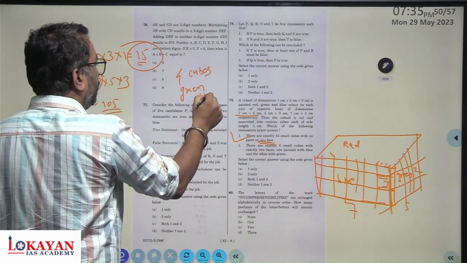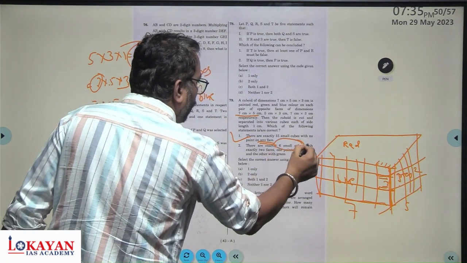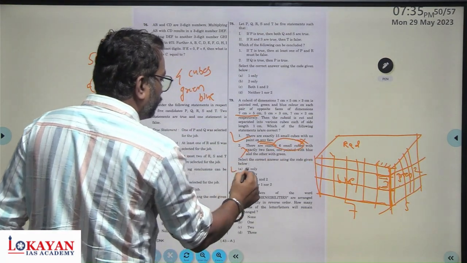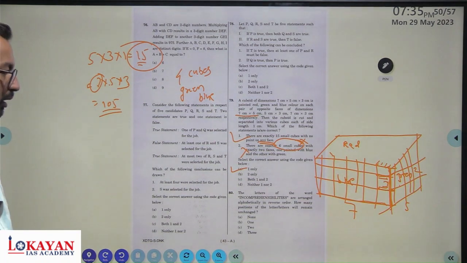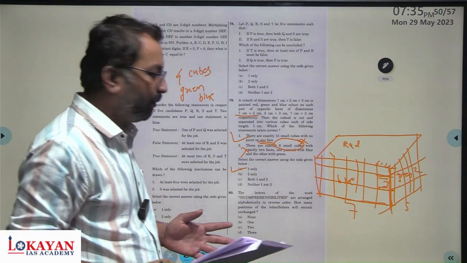So there will be 4 such cubes with one face green and one face blue, but they have said 6 such cubes, which is a wrong number. So second statement is wrong. So only option number 1 or statement number 1 is correct. Only statement number 1 is correct.